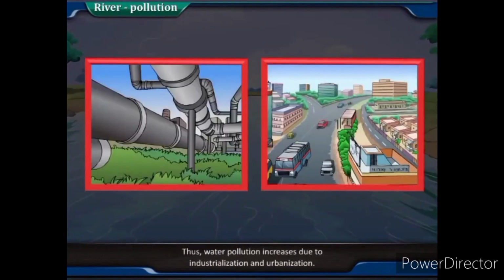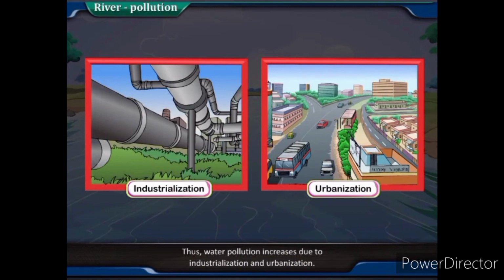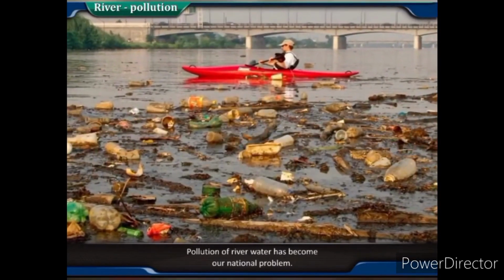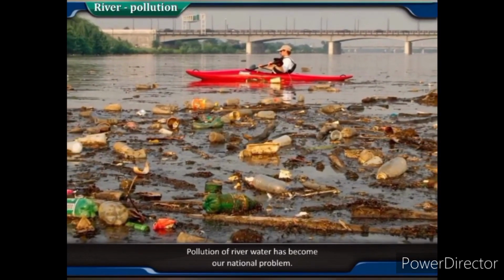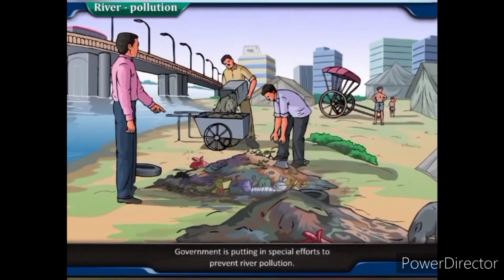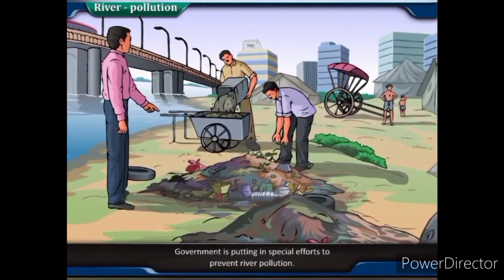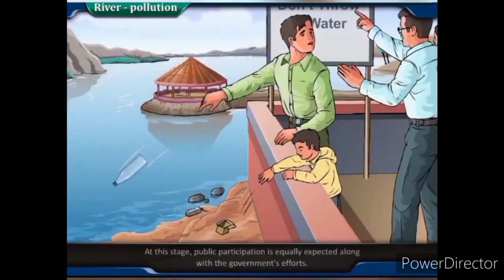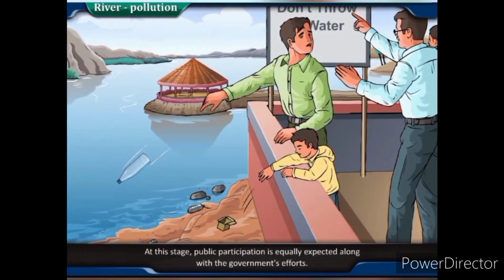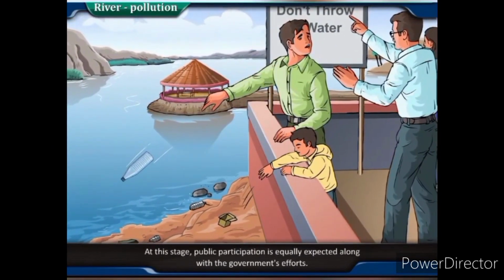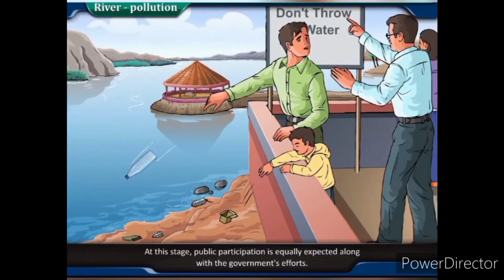Thus, water pollution increases due to industrialization and urbanization. Pollution of river water has become our national problem. Government is putting in special efforts to prevent river pollution. At this stage, public participation is equally expected along with the government's efforts.